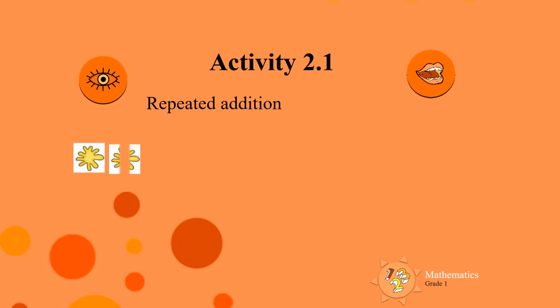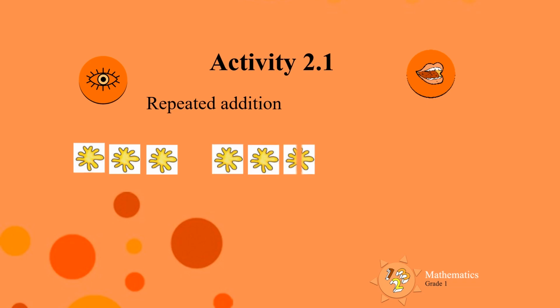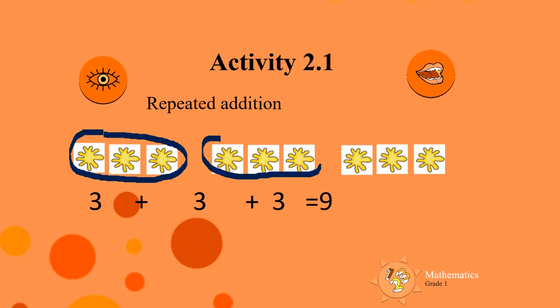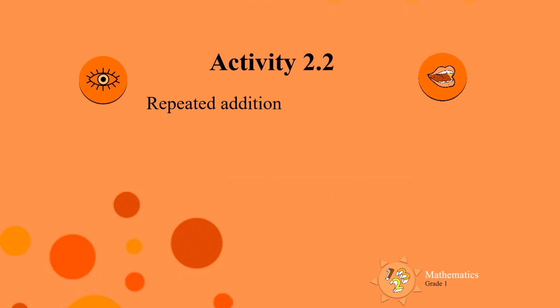Look at another one. We first count them. 1, 2, 3, 4, 5, 6, 7, 8, 9. And the repeated addition sum says 3 plus 3 plus 3 is equal to 9. But how do we know that? Because we can put them in groups. So we say 3 plus 3 plus 3 is equal to 9. Good.